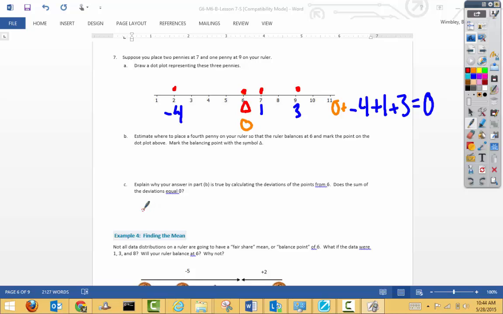Well, I can say my deviations were -4, 1, and 3. Oops, but I need to spell that "and" correctly. From problem 6.